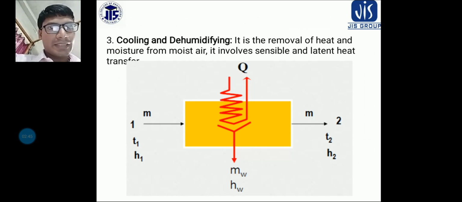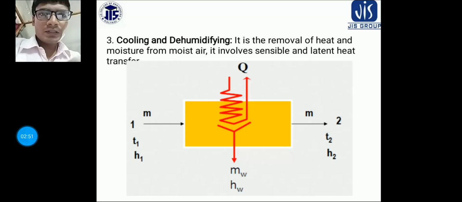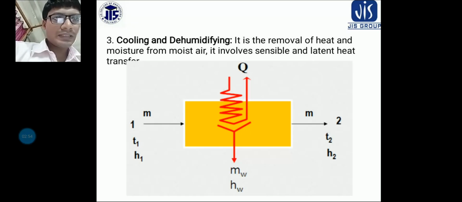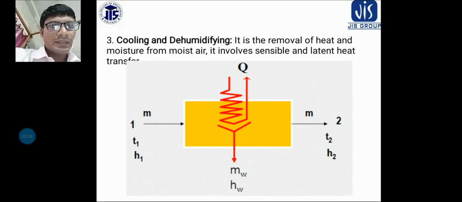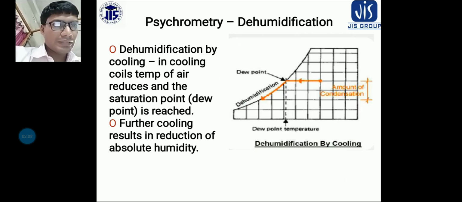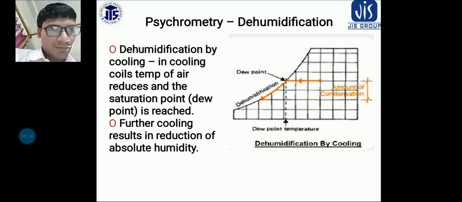Then sensible cooling and dehumidification, that part I have also covered. Cooling and dehumidification is basically the removal of heat and moisture from moist air, and it involves sensible and latent heat transfer. In this figure, I have already told you that first the sensible heat is extracted from the air and then the latent heat is extracted, and that is shown in the psychrometric chart.